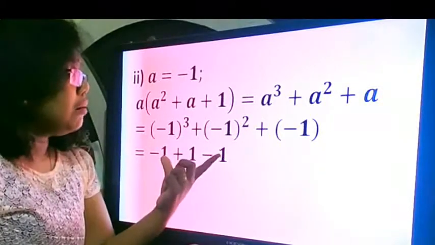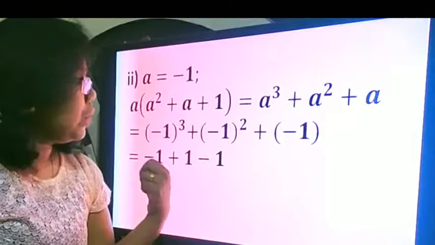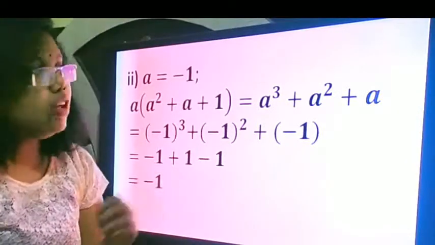So minus 1, plus 1 and minus 1. Minus 1 plus 1 cancels and gets 0. Minus 1 added. So minus 1 and 1 get cancelled and minus 1 remains. So it is minus 1 as our final answer.